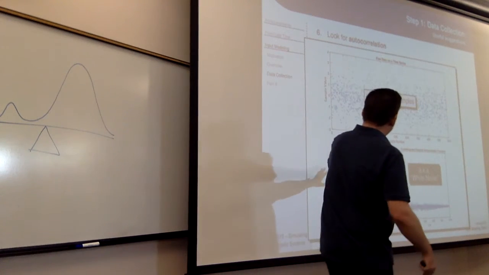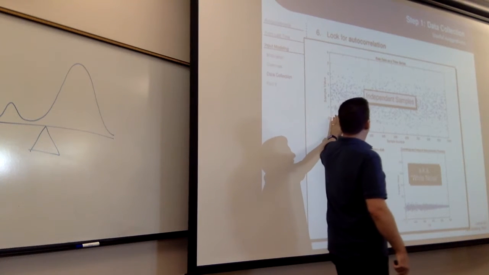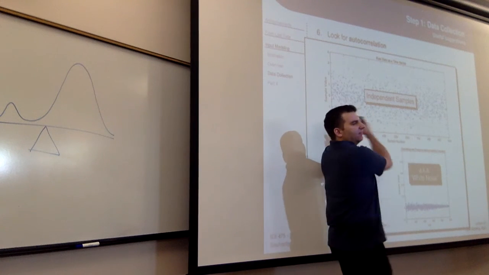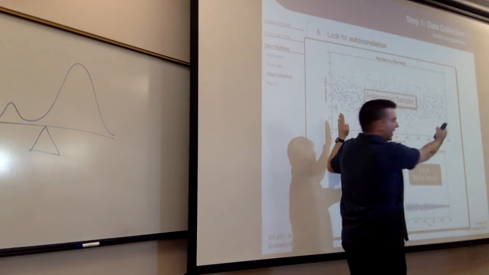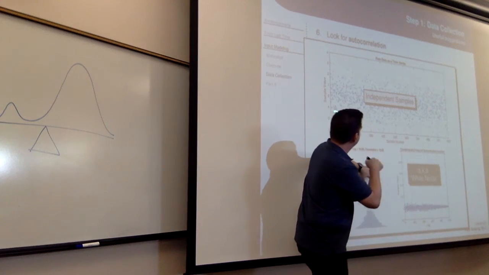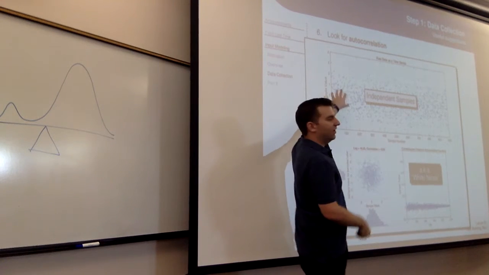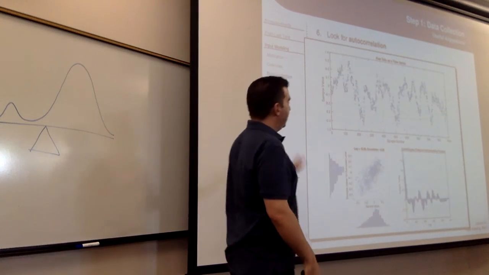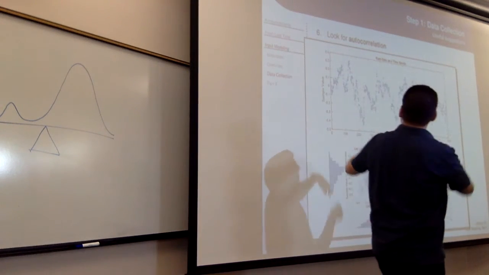Because there's no correlation between a present value and any future value, regardless of how far in the future I look, I say there's 0 correlation, there's 0 autocorrelation, and these are independent samples. But I could do the same experiment with these data.